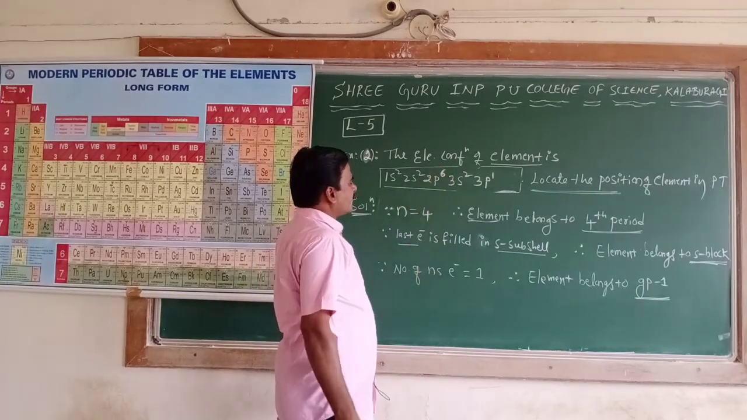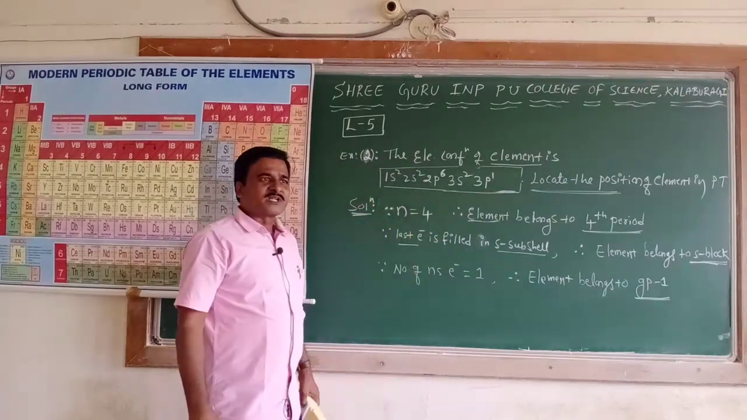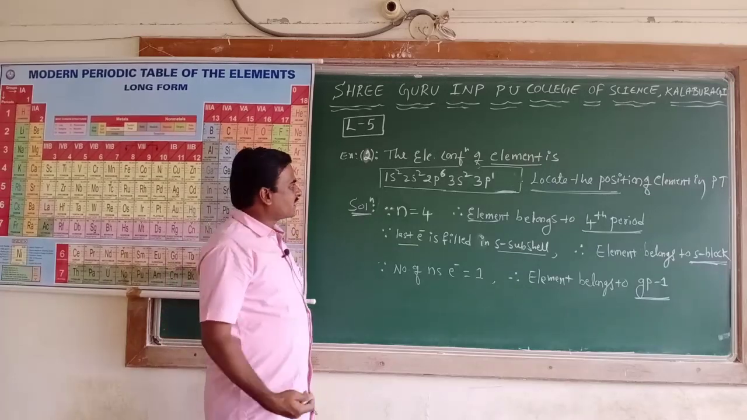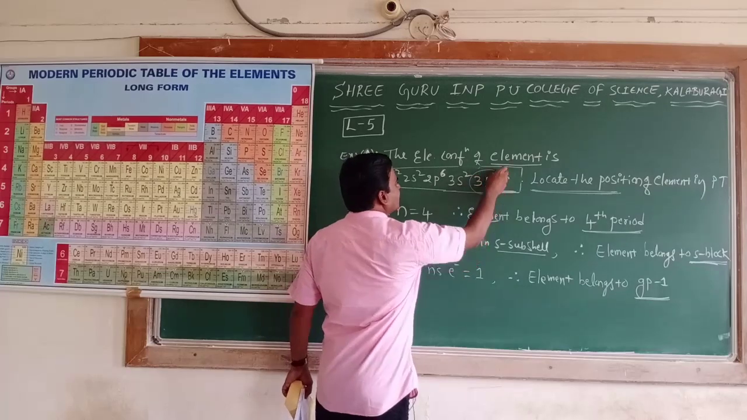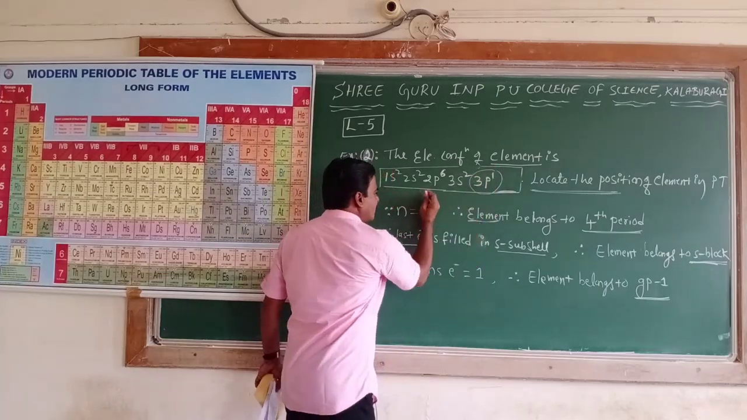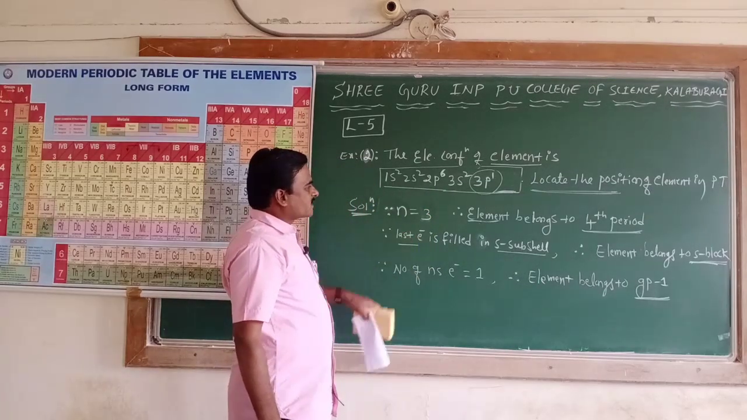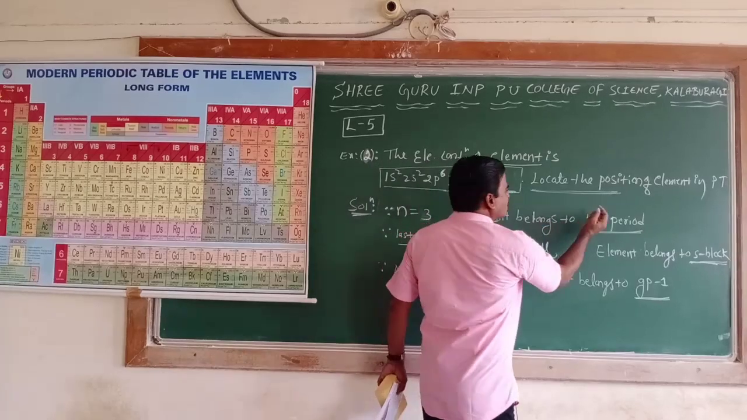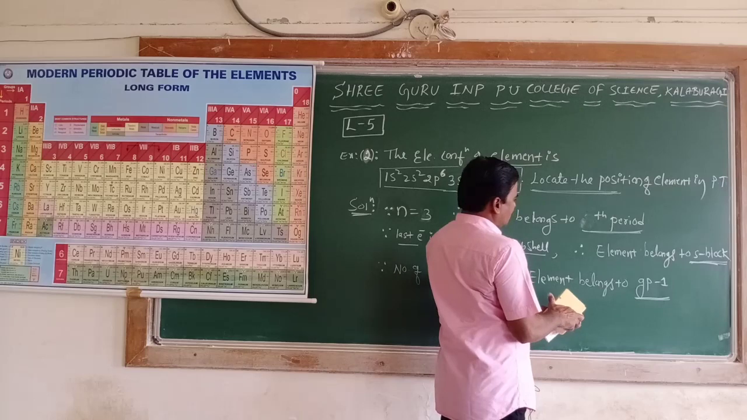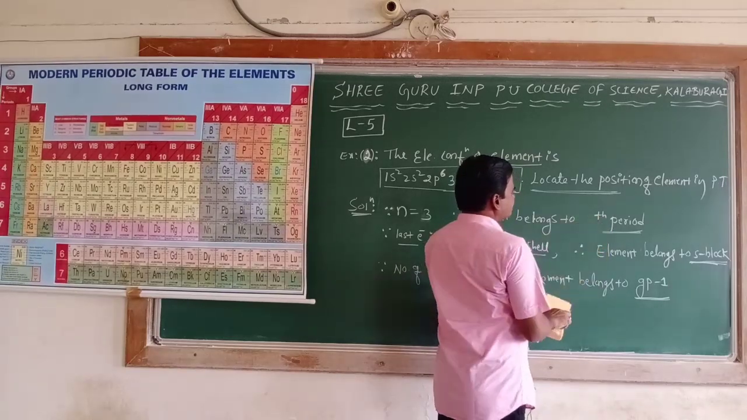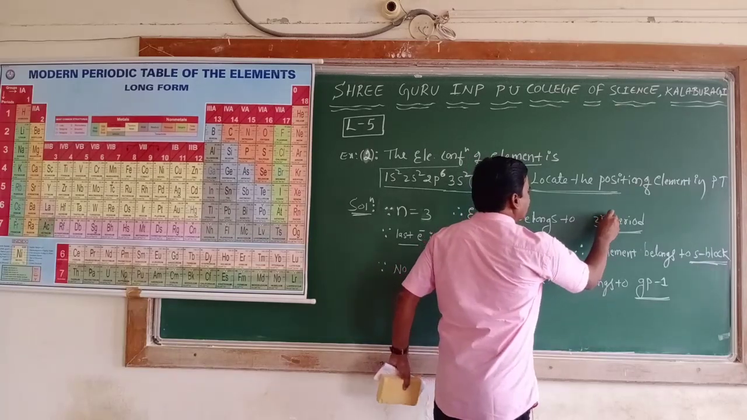Same way. So what is the n value, the principal quantum number of the valence shell? It is 3. From the electronic configuration, it is very clear. So when n value is 3, that element belongs to 3rd period.